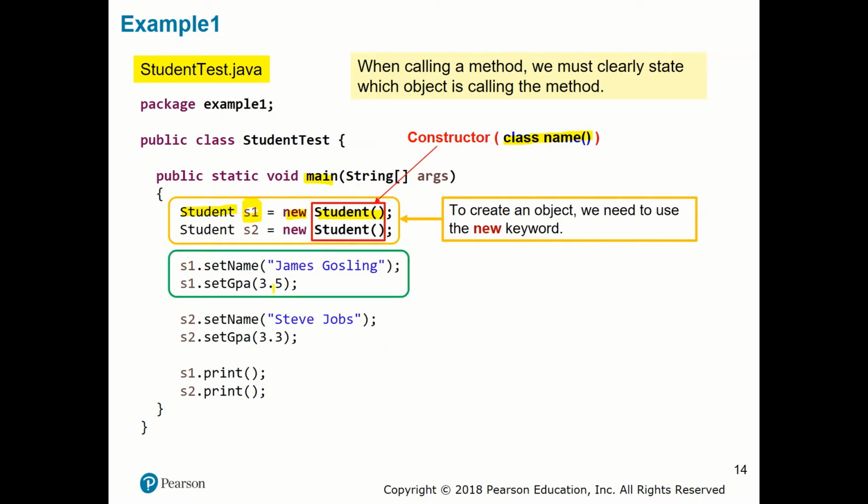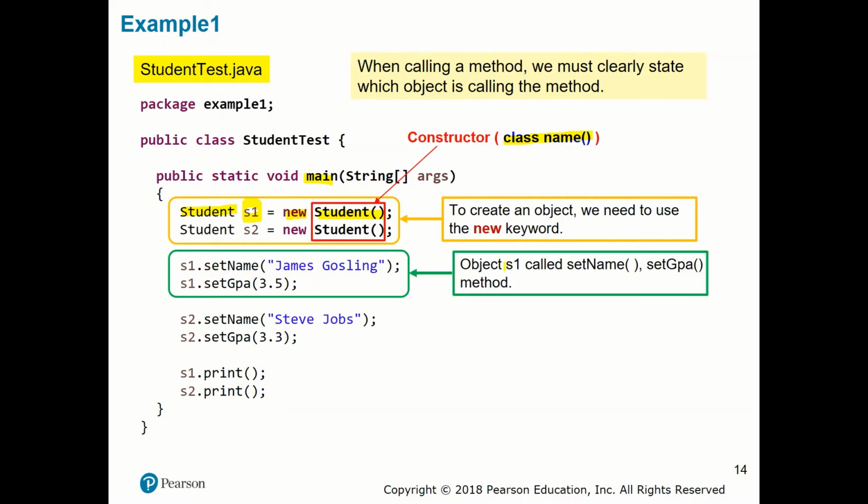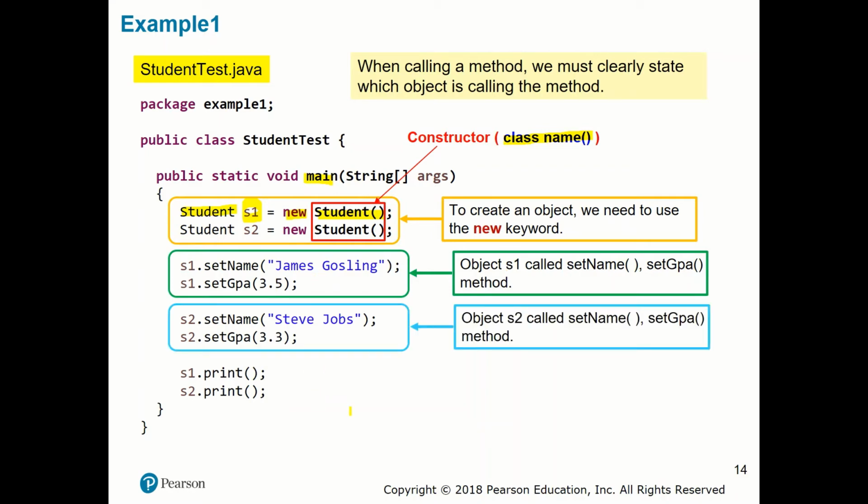And this part is the method call by object s1. So object s1 called the setName and setGPA methods. And here, this time object s2 called the setName and setGPA methods. As you see here, setName and setGPA are methods. They are shared by all the objects.